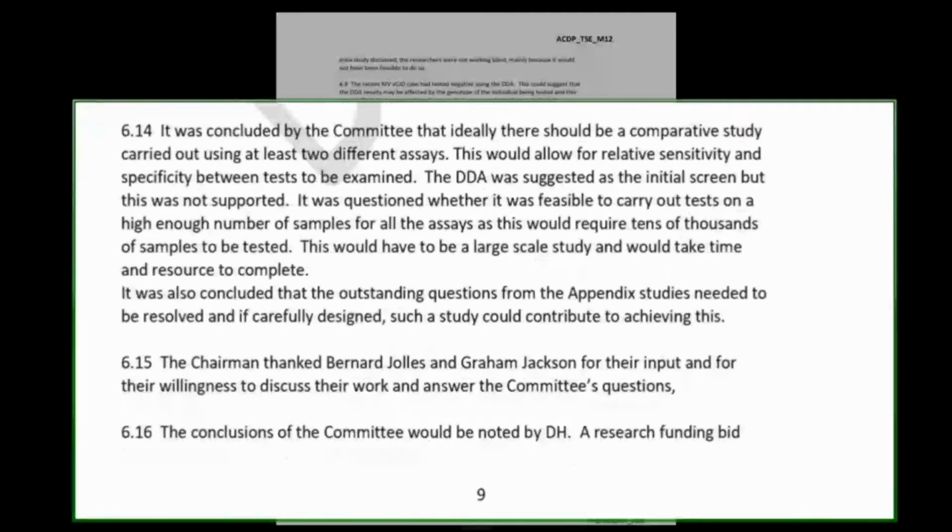And then if we look further down the page to 6.14, we see the conclusion of the meeting of the committee. It was concluded by the committee that ideally there should be a comparative study carried out using at least 2 different assays. This would allow for relative sensitivity and specificity between tests to be examined. The DDA was suggested as the initial screen, but this was not supported. And then there's a discussion about large-scale studies. Can you recall why the DDA was not supported at that meeting?